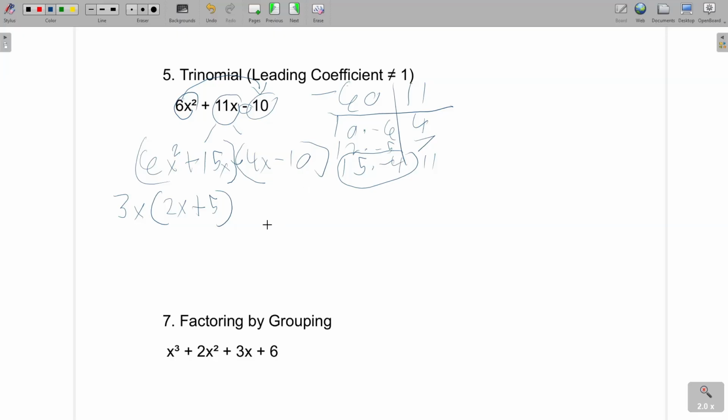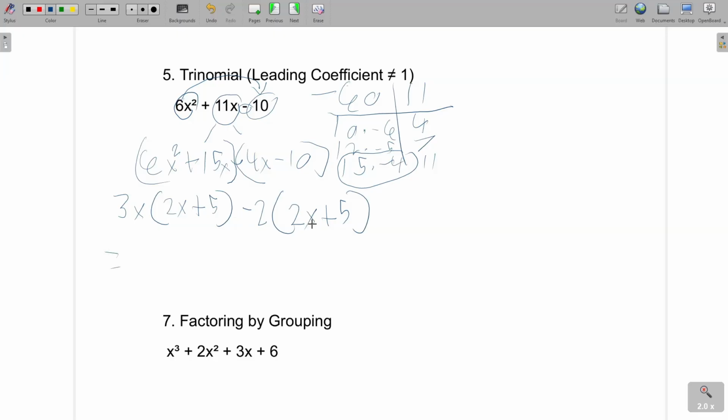And so you go, well, there's no x in common, but there is a 2. However, we don't pull out a positive 2 because there is no positive 2. We pull out a negative 2. And then inside, to find what's inside, you go, okay, negative 4x divided by negative 2. It gives us positive 2x. Negative 10 divided by negative 2, right? Two negative numbers dividing, you're going to get a positive. Then that becomes positive 5. So then we rewrite it like this.